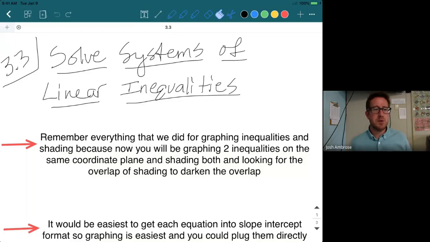All right, Algebra 2, welcome back, guys. We are in Section 3 today. So Chapter 3, Section 3, where we are solving systems of linear inequalities.